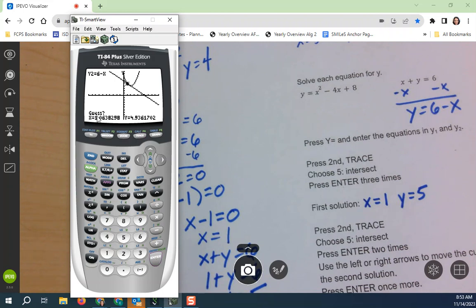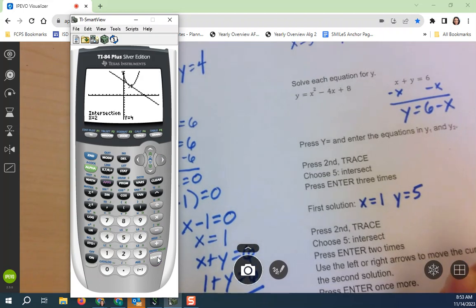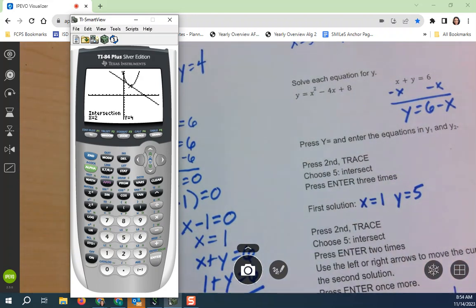Now it says guess. For the guess, instead of being close to the answer where x is 1, I'm going to use this right arrow so that I'm closer to the answer where x is 2. Okay, see how I'm closer to 2 right now? Then you press enter one more time, and it gets me that other answer, x equals 2. Wait, what do you do after you press? Y equals 4. I'm going to show you. Okay.